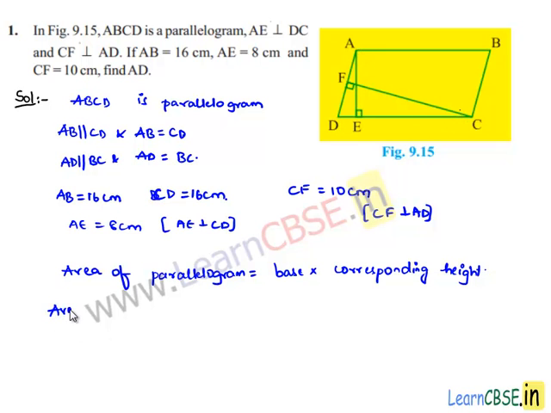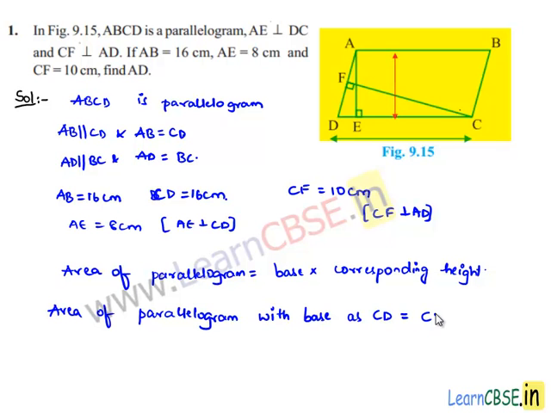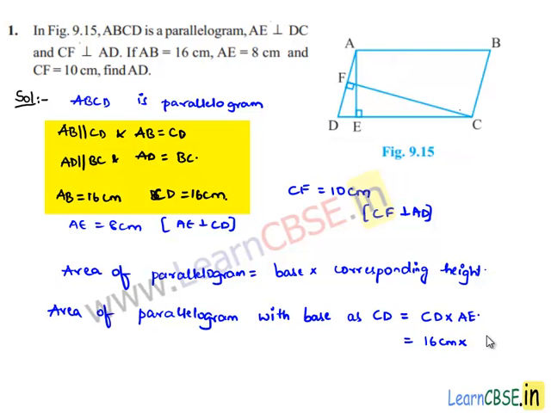Therefore, area of parallelogram with base as CD will be equal to base into corresponding height. Here the base is CD and the corresponding height to CD is AE. CD is given as 16 centimeters and AE is given as 8 centimeters, that is equal to 128 centimeters square. Now let us consider the area of parallelogram with base AD.